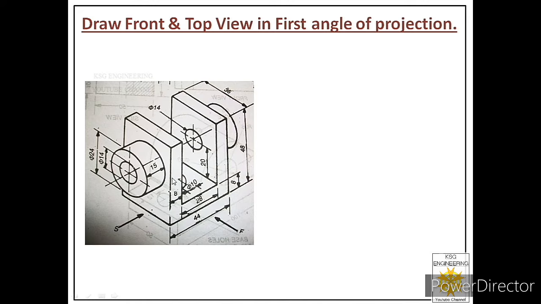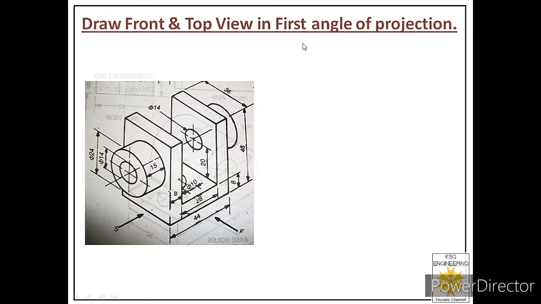Now we are given one object and we are asked to draw its front view and top view in first angle of projection. We know whenever we have to draw projections of an object, the very first step is that we should first identify its front face. In this picture we are given one arrowhead marked as F. So we will consider this side of the object as the front side, and we will assume that the observer is standing this side. So this is the front side of the object.